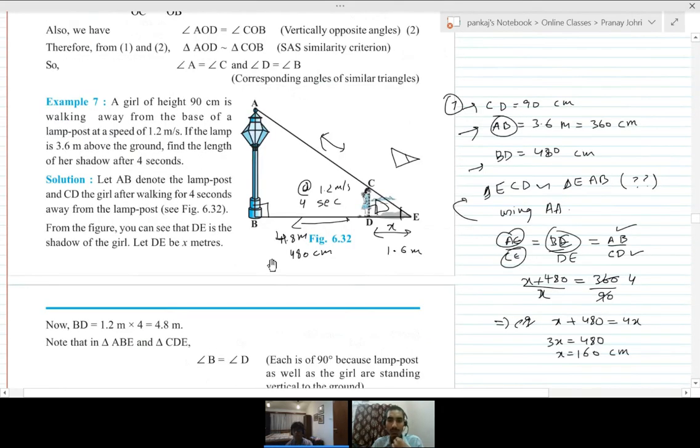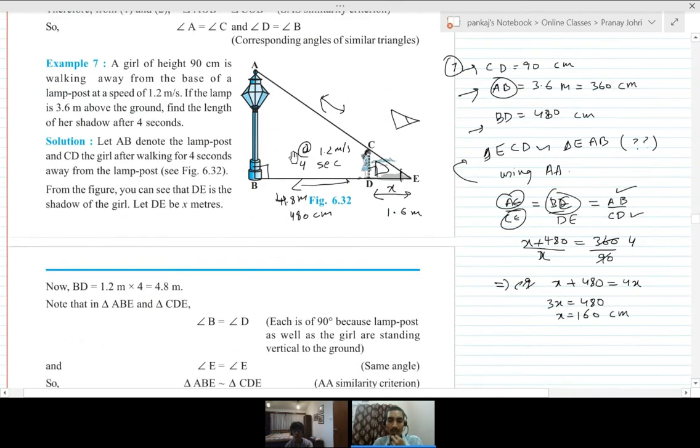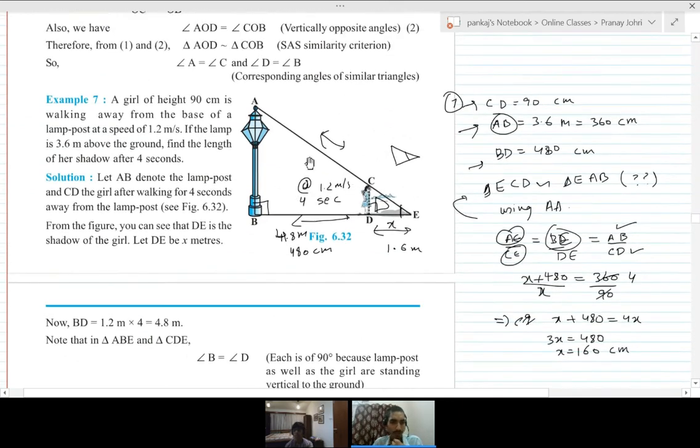Is it a good question? Yes. So you need to prove the similarity first, and then you use what we have derived from the question, the side ratio. Then we can solve.